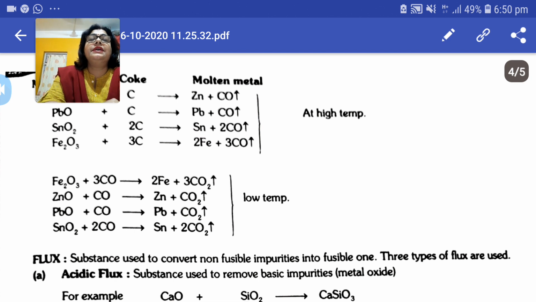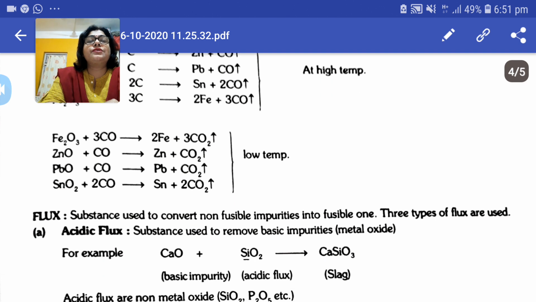So here you see the oxides again. Fe2O3 with carbon monoxide at low temperature can be reduced to iron plus carbon dioxide, and zinc oxide can be reduced to zinc with the release of carbon dioxide. Similarly lead oxide and SnO2. So at low temperature in the presence of carbon monoxide, the metallic oxides can be reduced to metal.